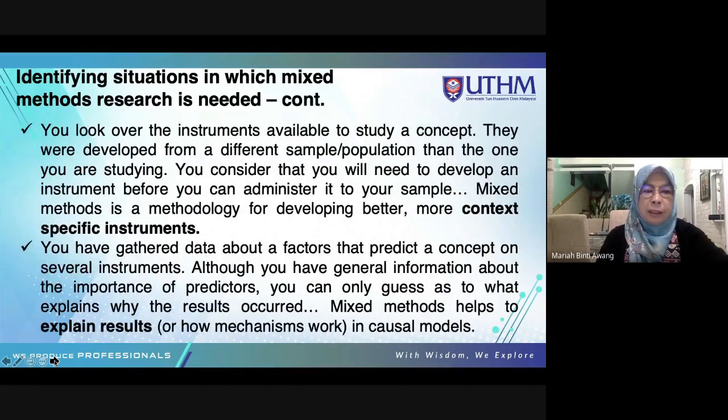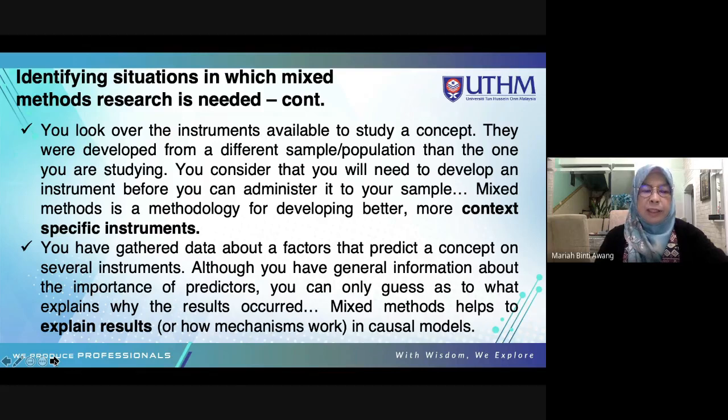Okay, second situation, you look over the instruments available to study a concept. They were developed from a different sample or population than the one you are studying. You consider that you will need to develop an instrument before you can administer it to your sample. Mixed methods is a methodology for developing better, more context-specific instruments.